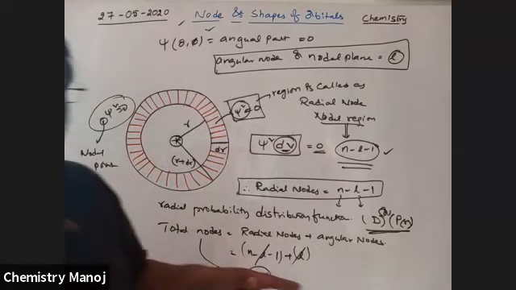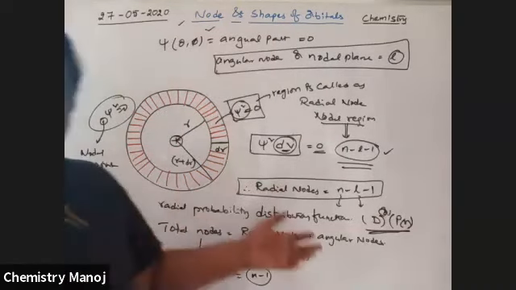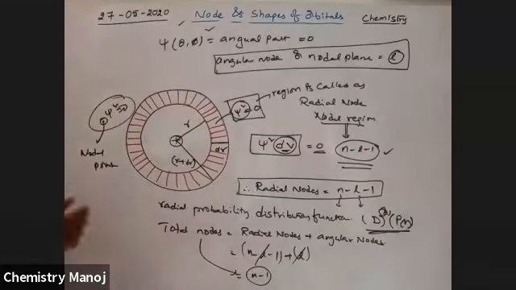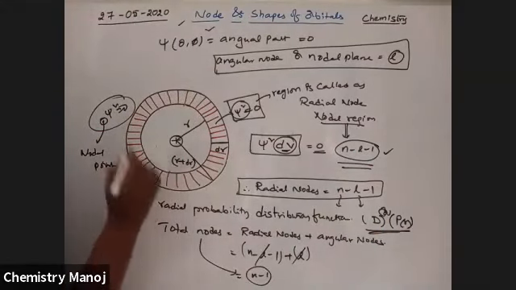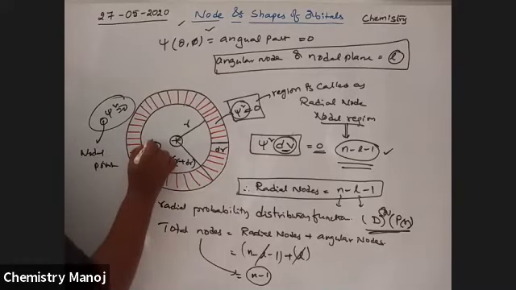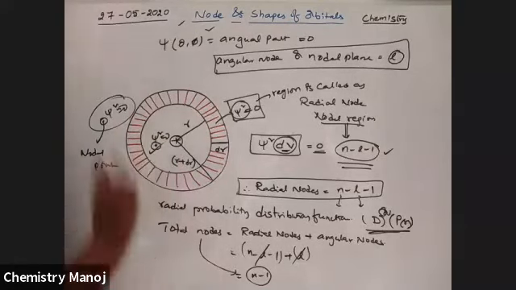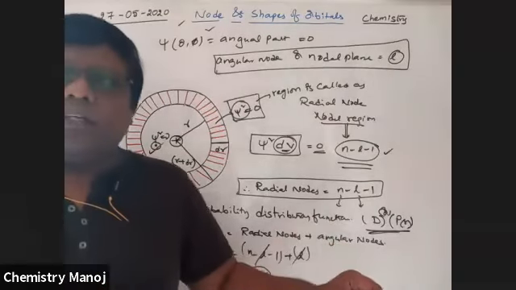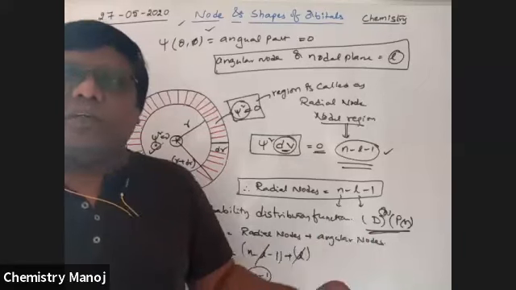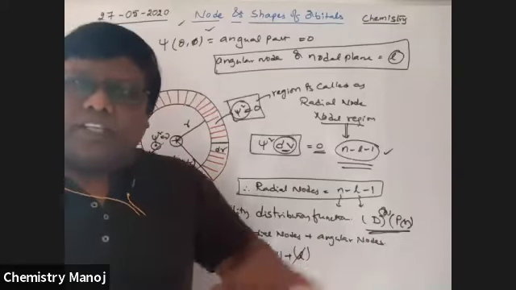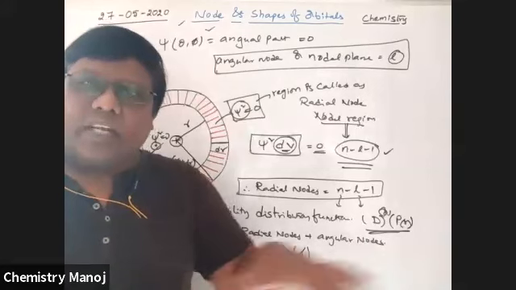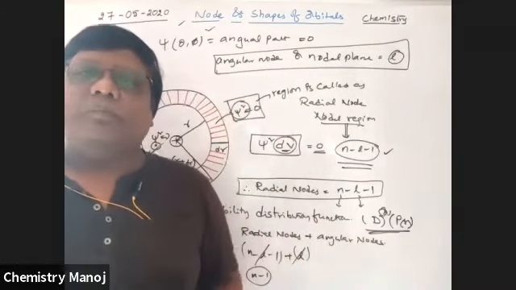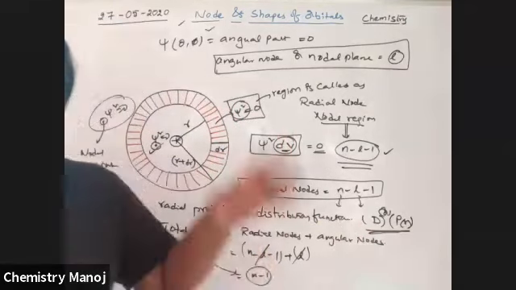So node may be, see here, both the angular part and nodal point. For example, at this point in the atom, psi square is equal to 0. Now this point is called a nodal point. If it is a point where psi square is equal to 0, nodal point. If it is a region, nodal region. If it is a plane, nodal plane. If it is a surface, nodal surface. So everything is the same. Node means psi square is equal to 0. That's enough.